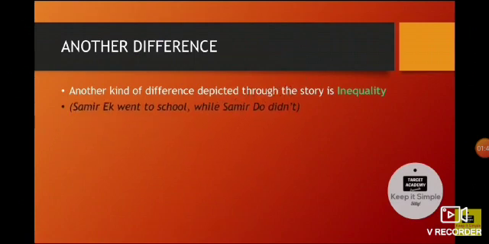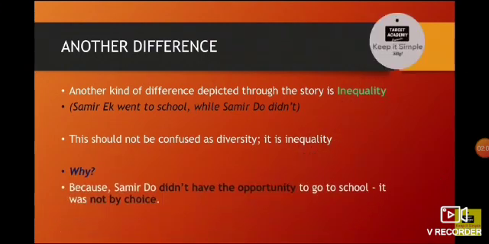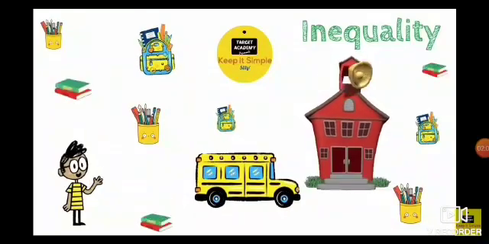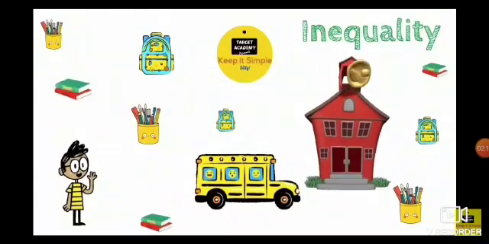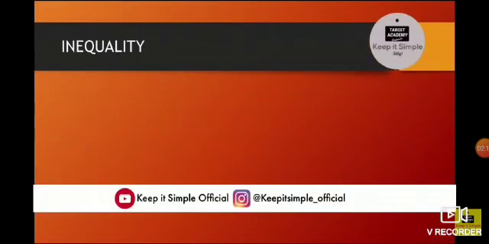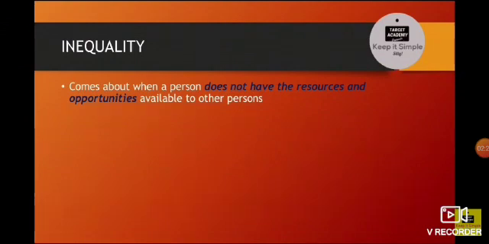Samir Ek went to school. Samir Do didn't. He was selling newspapers. This should not be confused with diversity. It is what we call inequality, poor or rich people. Why? Because Samir Do didn't have the opportunity, the chance to go to school. It was not by his own choice, but he didn't have the means, the money to pay the fees. So this is what we call inequality. That is one type of difference. It comes about when a person does not have the resources and opportunities available to other persons.